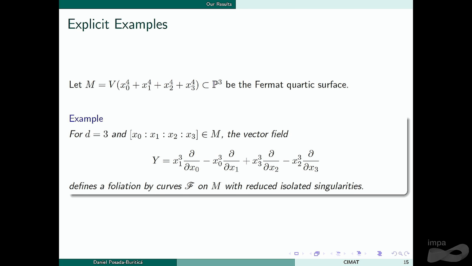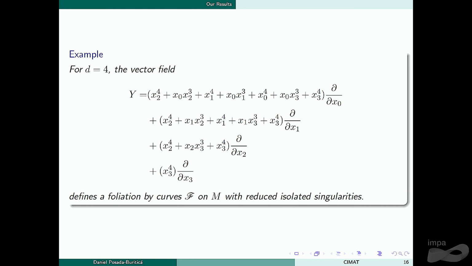Some explicit examples. Consider the Fermat quartic surface. In this case, the Fermat quartic surface has Picard rank 20. That is the biggest possible Picard rank. For d less than 3, there are no foliations. For d equal to 3, this vector field defines a foliation by curves with reduced isolated singularities.